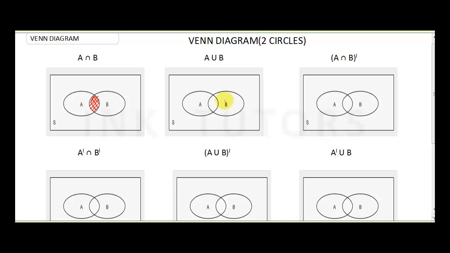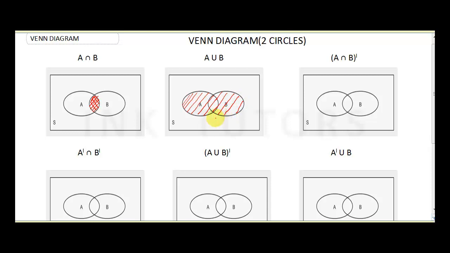Okay, so the second one says A union B. Now, when we were talking about the union property, we said you have to combine both items. So to get our A union B, I'm going to shade everything that is inside A and B. So this is like a combination of both elements in A and elements found in B. Okay, so I think that's for that.